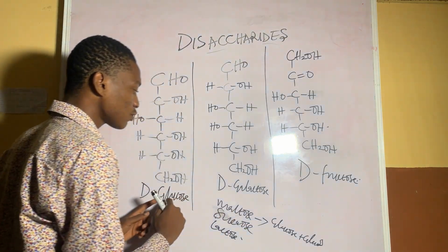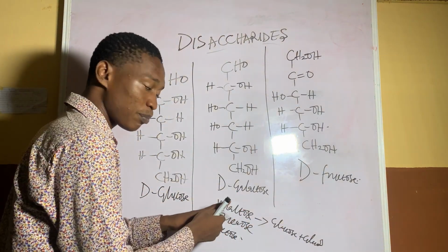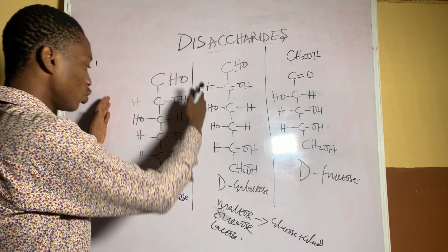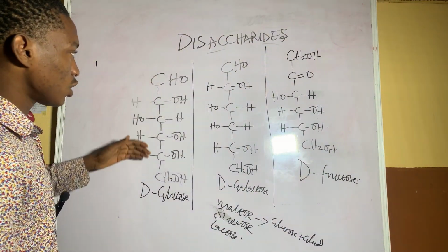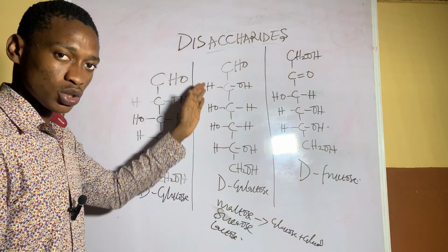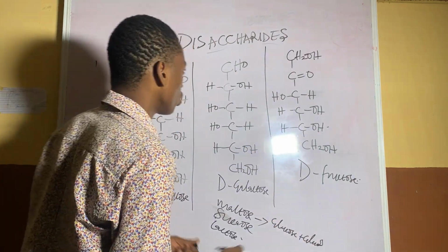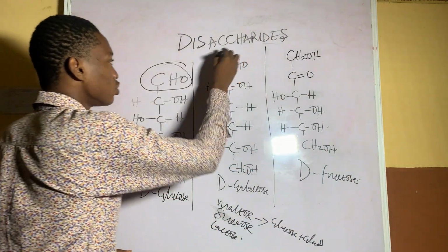That means we cannot form any disaccharide, especially these three important disaccharides, without this monosaccharide unit. So we begin to look at the D-glucose. Look at the structure of D-glucose. Look at the galactose. This is the structure of D-galactose. Now this is fructose. This is the structure of what? D-fructose. If you look at this, these are aldose sugars.